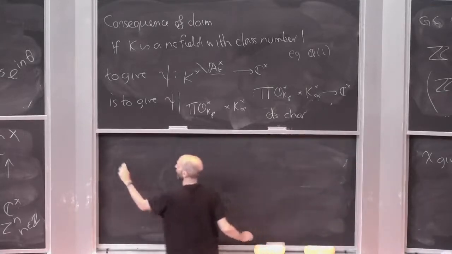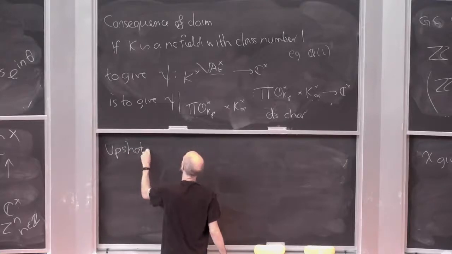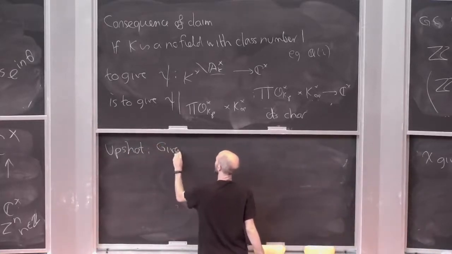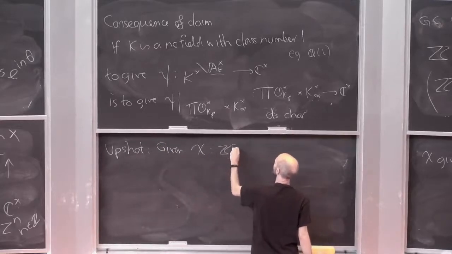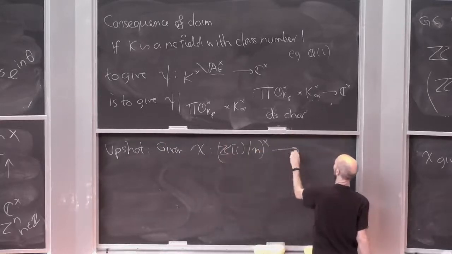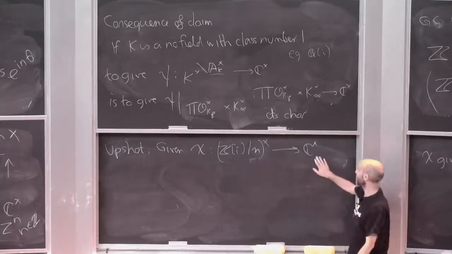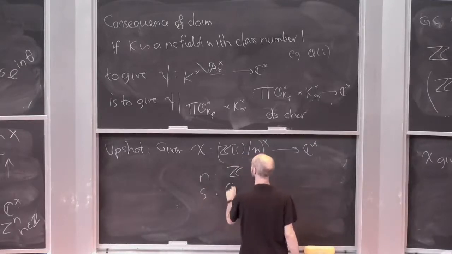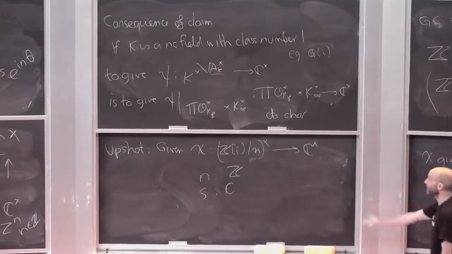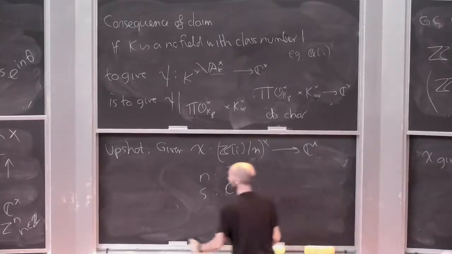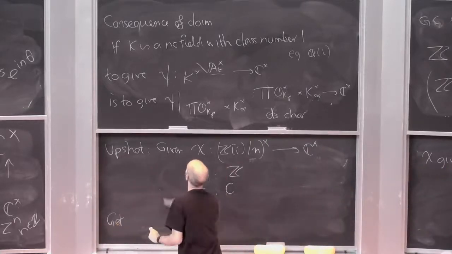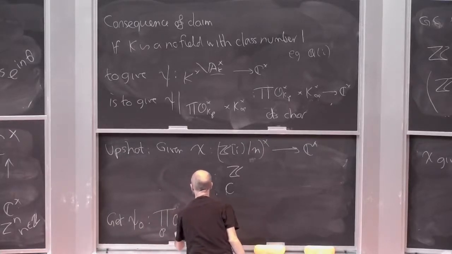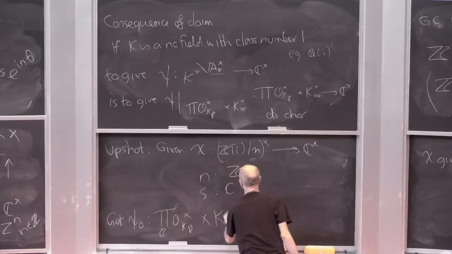So the upshot so far is that given a random chi from (Z[i] modulo n) star to C star, a finite group, easy thing, n, an integer, easy thing, s, a complex number, an easy thing, given those three things, we can get some map from the product over all p of O_{K_p} star cross K infinity star to C star.